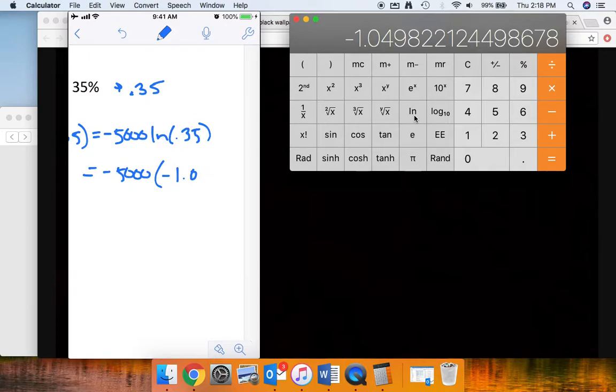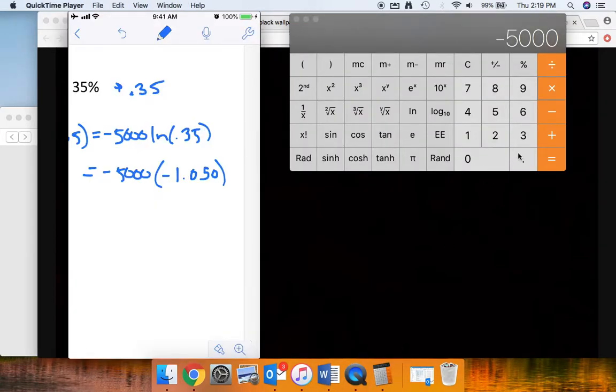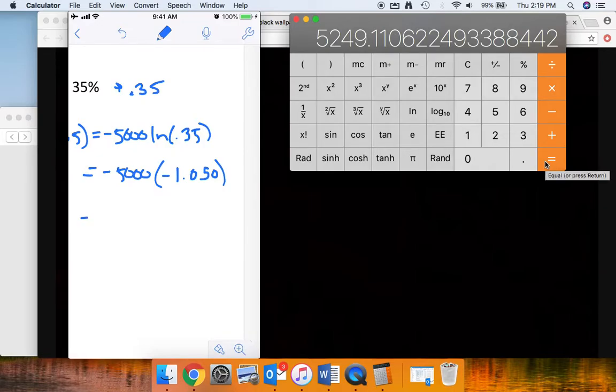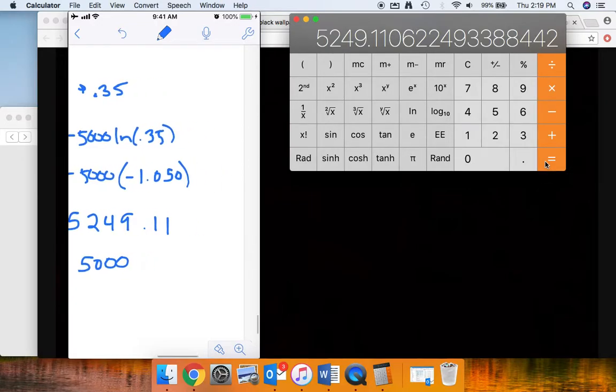That doesn't make sense. Hold on. 0.35 ln times 5,000. My apologies. Okay. 5249.11. So in order to have 35% in common, we have to go back 5,000 years, right? 5,000 years.